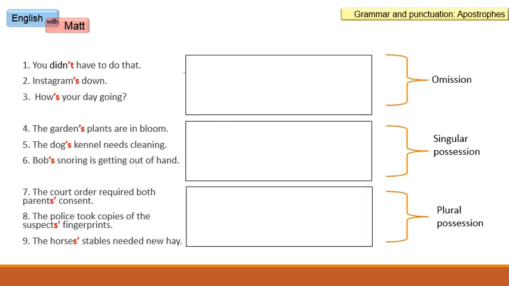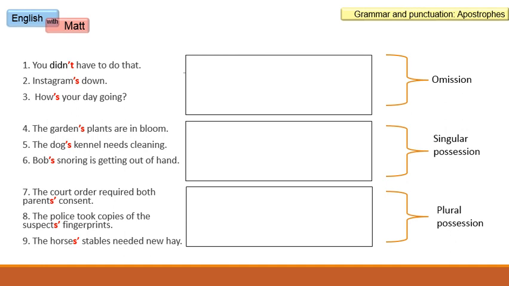So on the left-hand side, we have the answers if you are going to be using apostrophes correctly. So very clearly, 1 to 3, let's talk about those first. You didn't, meaning you did not. Instagram's down, meaning Instagram is down. So that apostrophe in number 2 replaces the I. And how's your day going means how is your day going. So those perhaps are the simpler ones.